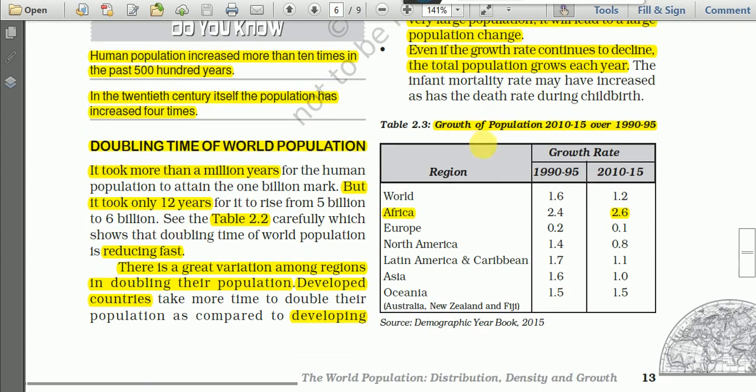And the last table shows the growth of population for the years 2010 to 15 over 1990 to 1995. Let us compare. For the whole world, the growth rate between 1990 to 95 is 1.6%. It is declining. The growth rate for the years 2010-15 is 1.2%. The growth rate is declining, but since the world population is about 7 billion, the number of people added in a year is very big. 1.2% of 7 billion is very big.